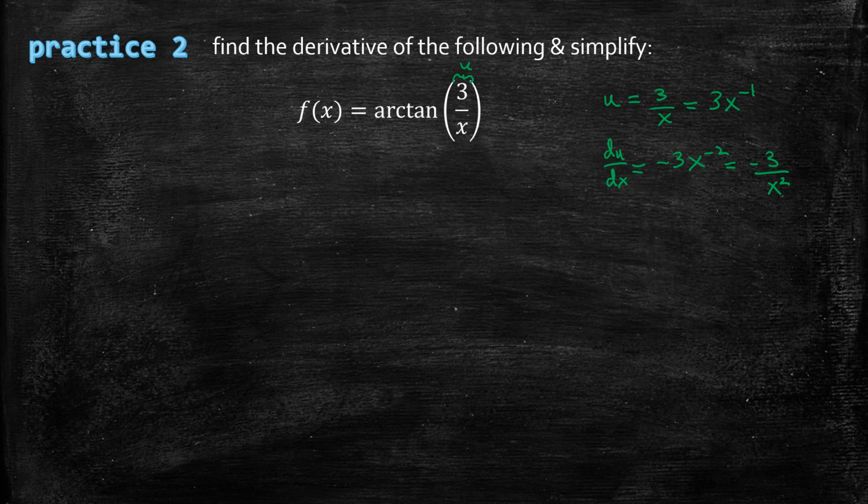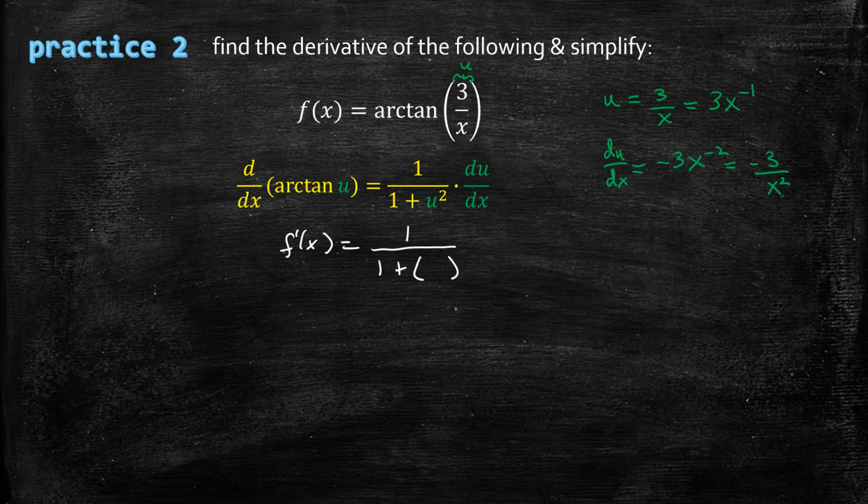And now let's bring up the formula. So the derivative of arctan is 1 over 1 plus the input squared. And again, to keep the chain rule in mind, we're going to multiply that by du by dx. So that means that f prime x is the derivative of arctan, the outer function, is 1 plus the input squared. And that input, that inner function, is 3 over x. And then du by dx, we just determined, is negative 3 over x squared.